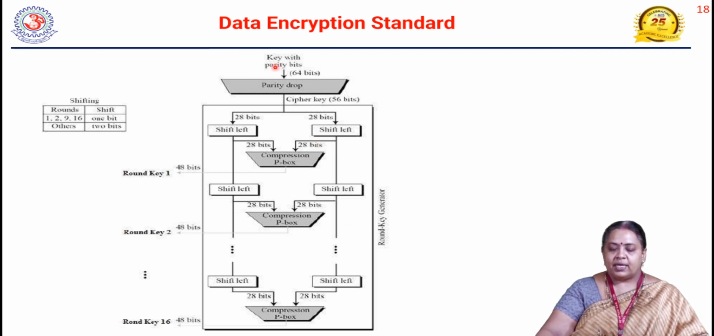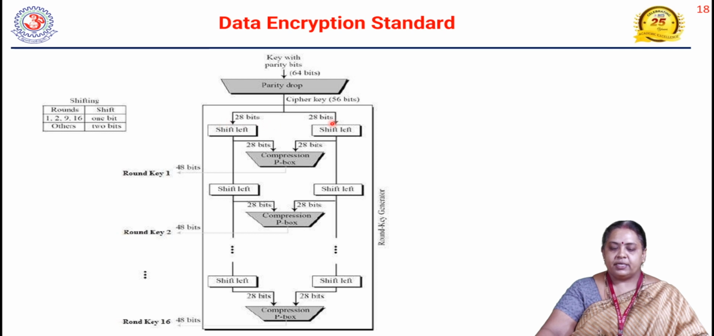Actually the key size is 64 bits, which includes the parity bits also. But we are making use of only 56. The parity bits will be dropped. The 8 parity bits will be dropped from the 64 bits, so that the key size becomes 56. That we call the cipher key. This 56-bit key is divided into two halves, 28 bits and 28 bits.